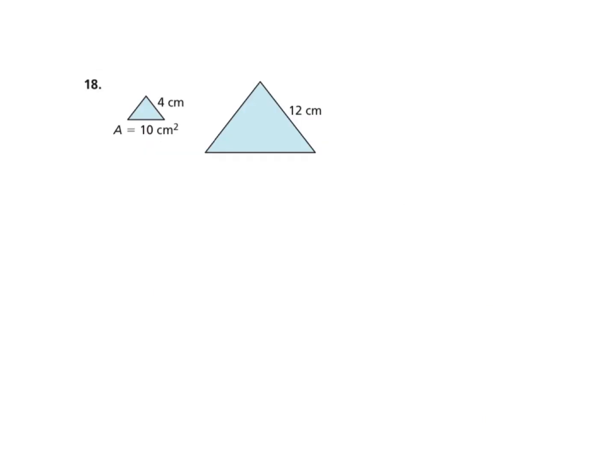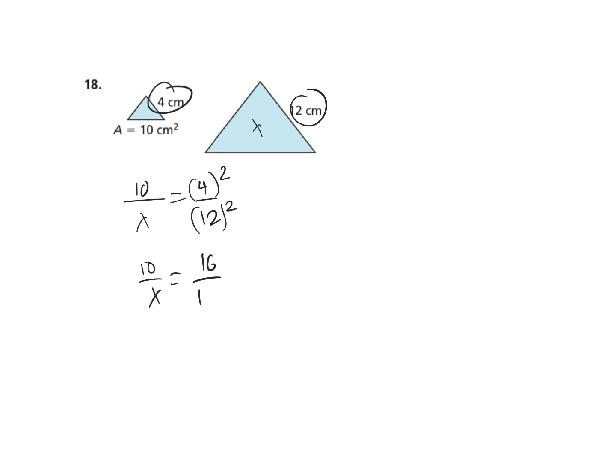Okay, the area of the small one again is 10. We don't know the area of the large one, call it x. And the lengths of their sides is 4 to 12. But again, square each of those. So 10 is to x as 16 is to 144. 16x equals 1,440. So we divide by 16. 1440 divided by 16 is 90. So the area of the larger triangle is 90 square centimeters.